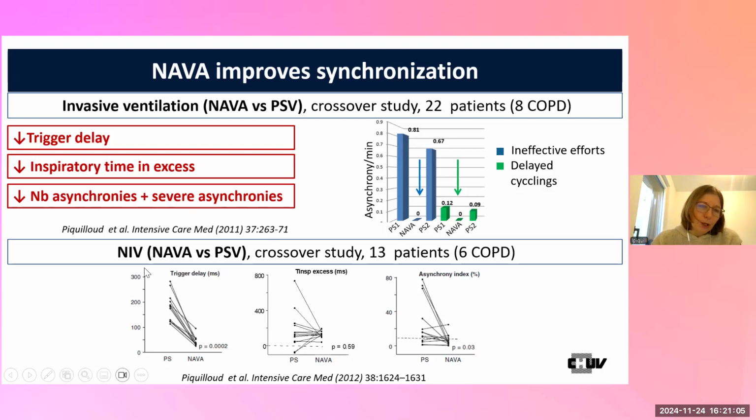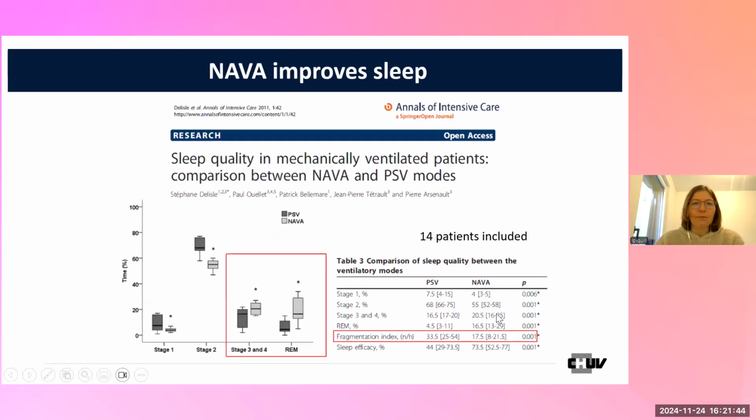And this was the same for non-invasive ventilation. In the second study, we have the same type of design, a crossover study, 13 patients. And in those patients under NIV, you can see that compared to pressure support NIV, NAVA NIV decreased the trigger delay, improved inspiratory synchrony, and improved inspiratory time in excess in nearly all the patients, which means improvement in expiratory synchrony, and the asynchrony index was much lower with NAVA compared to pressure support. Then the system improves synchronization.